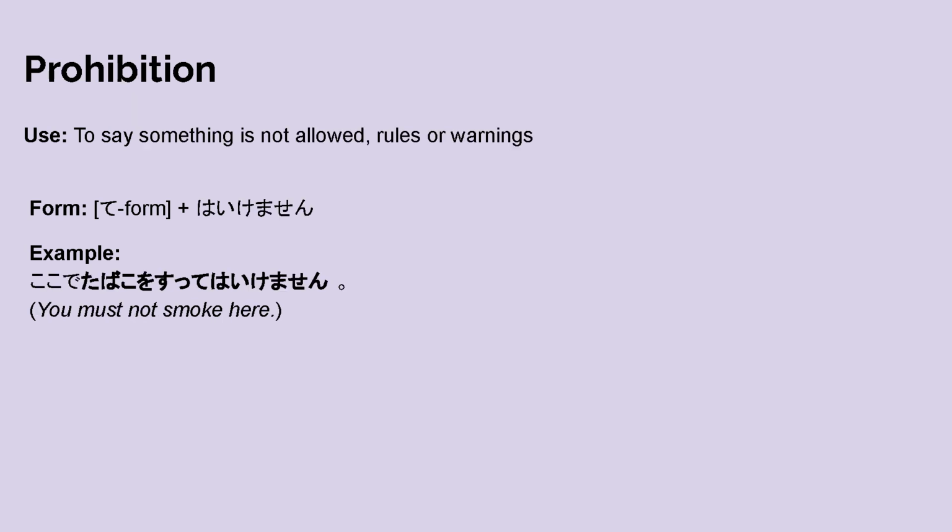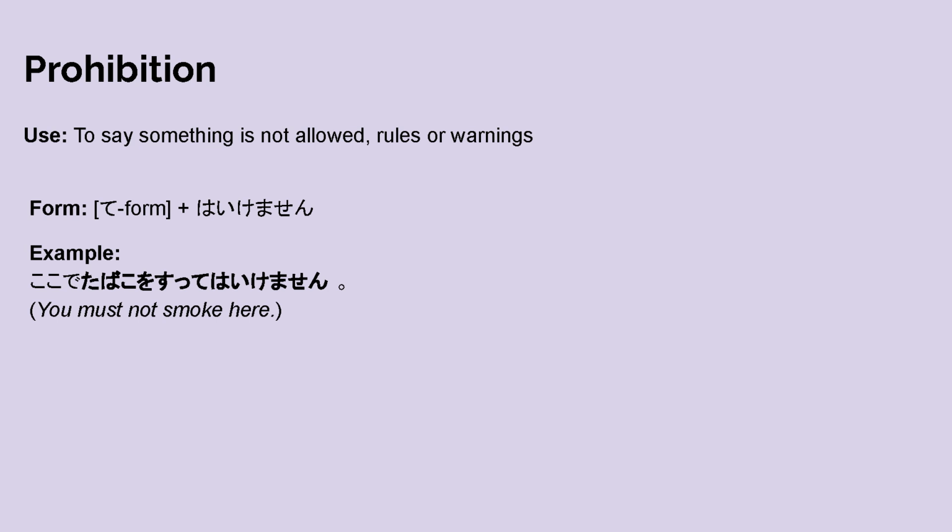This is probably what you'll see on signs, so unless you're a teacher, you probably won't have to use this one, but at least you'll know what it is. So, te form, of course, and then you add wa ikemasen, so it's te wa ikemasen. You can also do ikenai to make it more casual instead of super formal like masen is. It's not as used in speaking, but you'll probably see it on signs in Japan.